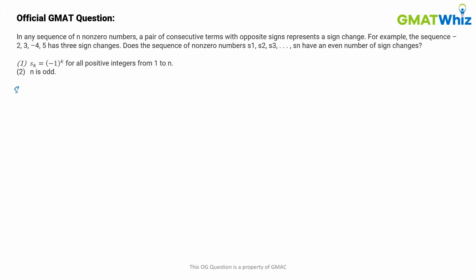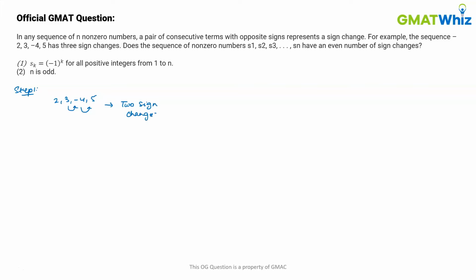In this question, we are given a sequence of non-zero numbers, and a pair of consecutive terms with opposite signs represents a sign change. For example, we are given a sequence 2, 3, minus 4 and 5. Now, the first two terms are positive, and from the second term onto the third term, there is a sign change. And again, when the sign changes from negative to positive, there is another sign change. So, in total, there are two sign changes.